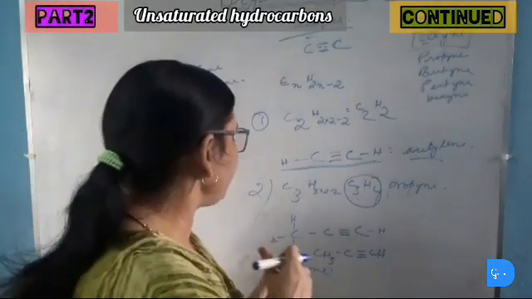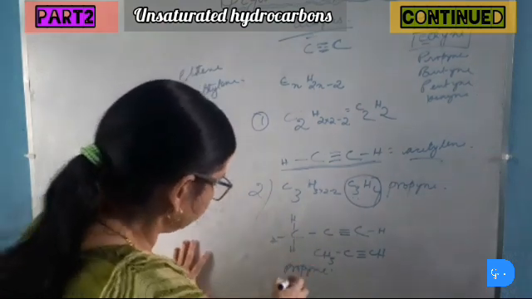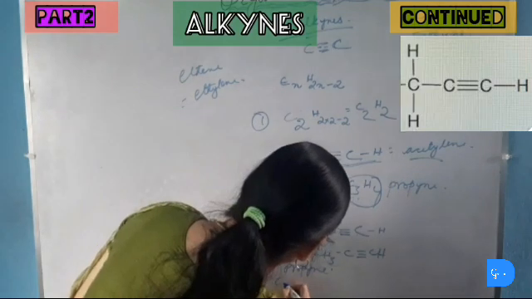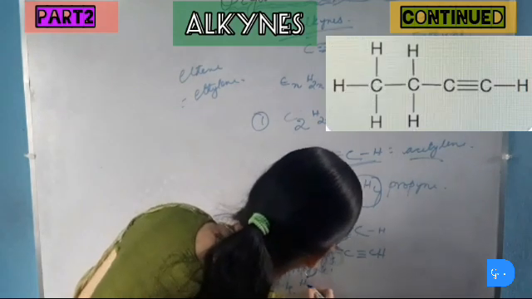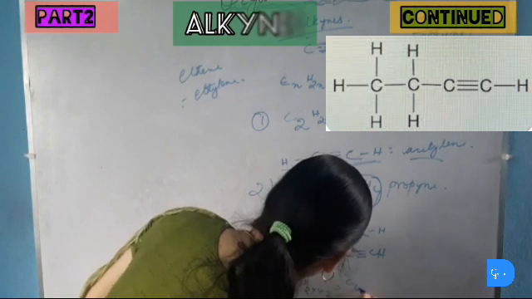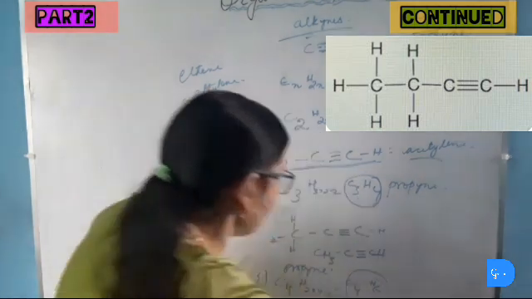So in this way we can find the number of hydrogen atoms present in an alkyne. Let's take the example of butyne. Butyne means C4, then H will be 2 into 4 minus 2, that is C4H6. This will be the formula of butyne.